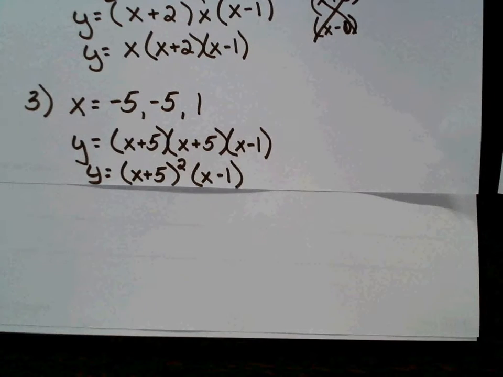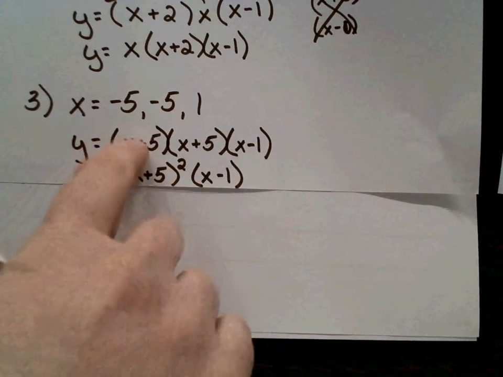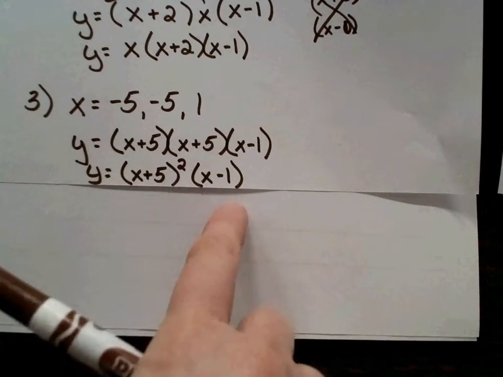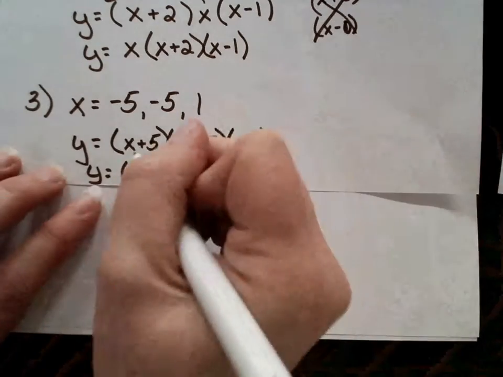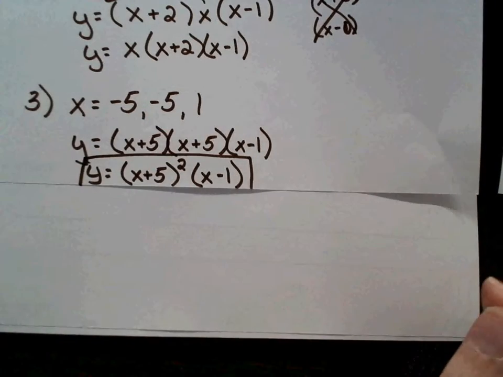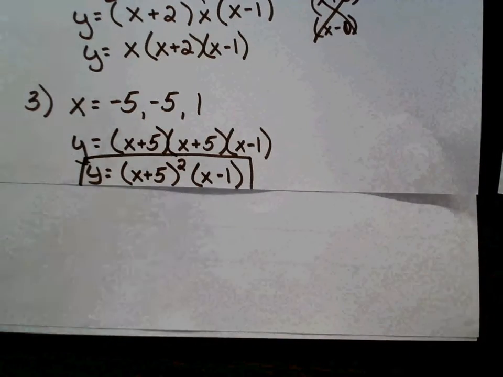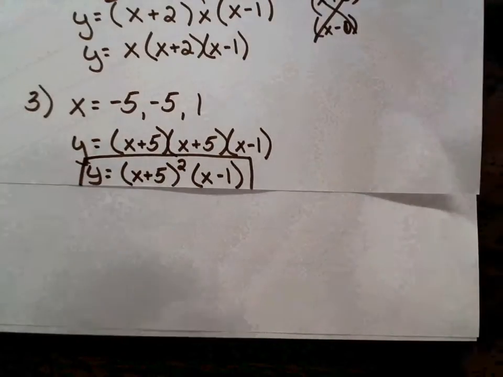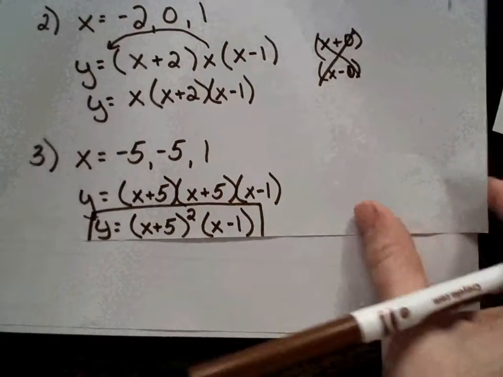So make sure if one of your factors is doubled or maybe tripled or whatever, you are writing it in simplified form. This form right here is the correct answer, not the one above it. How's that seem? Easy? Maybe? Okay.